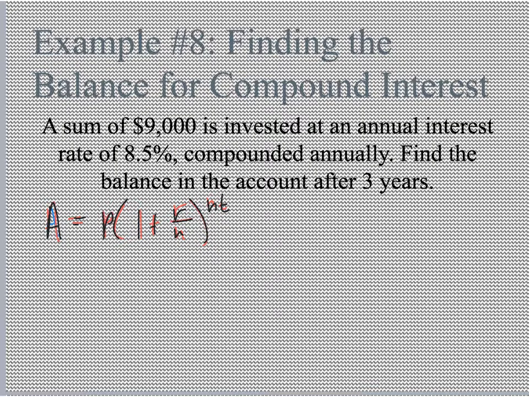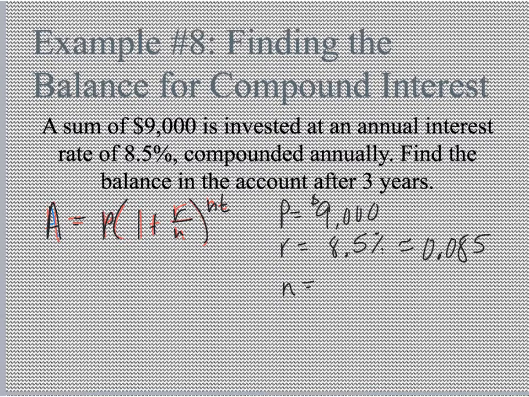Okay, so with that, we need to know what capital P is. We need to find R, we need to find N, and we also need to find T. Based off this problem, P is the principal, and our principal is $9,000. That's how much we originally invested. R is the rate, so the rate is 8.5%. However, you need to write that as a decimal. If you knock off the percent and move the decimal 2 places to the left, it's about 0.085.